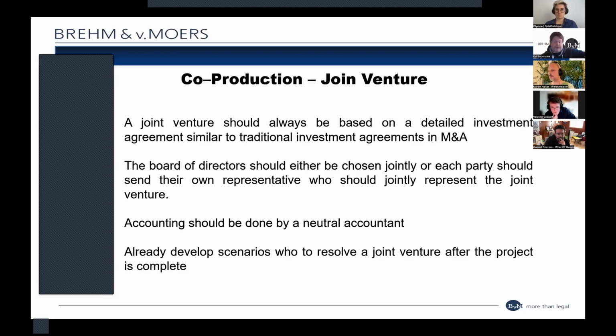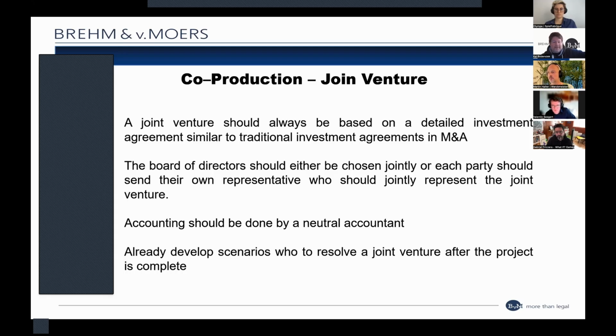In case of a joint venture, you need to agree on who will be at the board of directors. Usually, both parties will send a representative. You might also get one external that both parties agree on. We always advise that in a joint venture, accounting should be done by a neutral third-party accountant and not by the accountant of one of the parties, because this simply causes distrust.